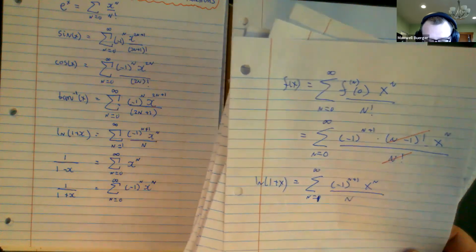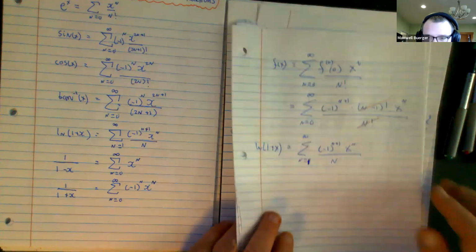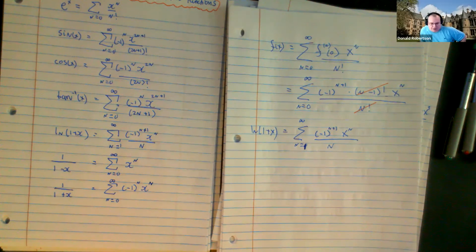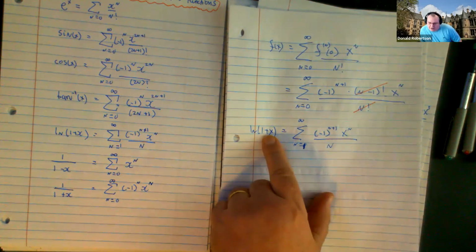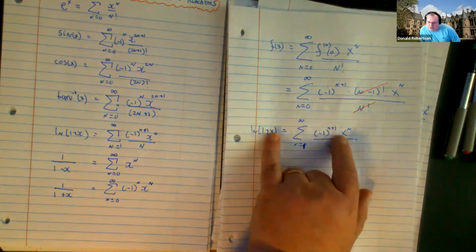So I have a question about the last thing we did. This guy? So what happened to the 1 plus x to the n? Oh, this guy? Why is this guy not a 1 plus x? Is that what you're asking?